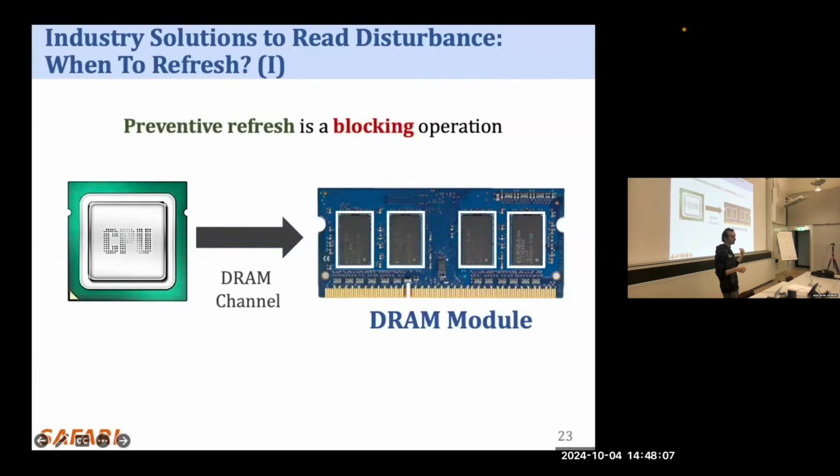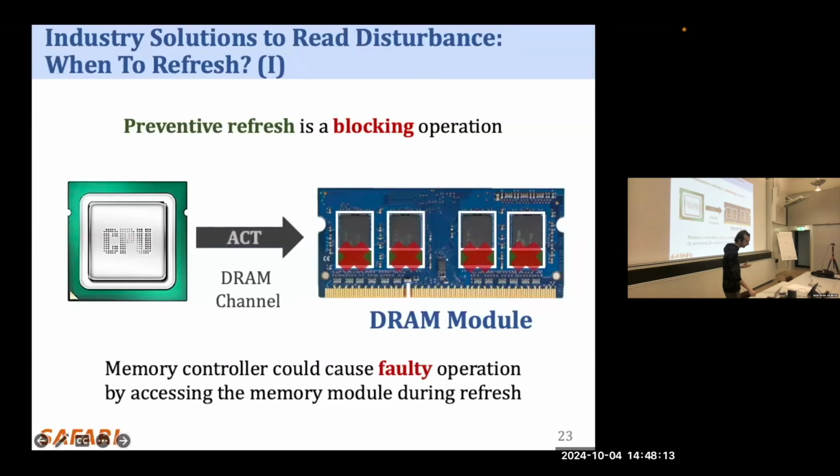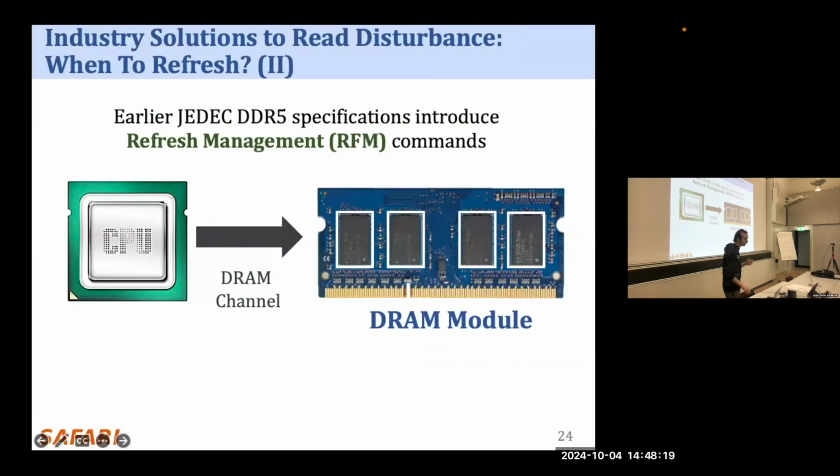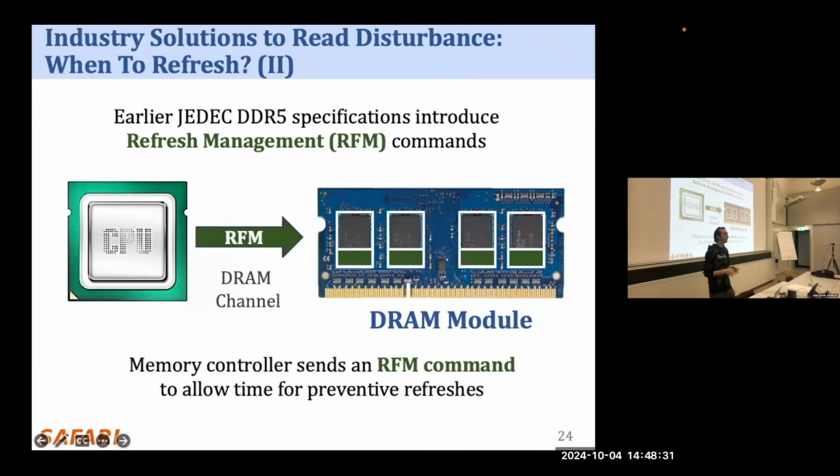And because the preventive refresh is a blocking operation, the DRAM module itself cannot decide to start a preventive refresh, because at any time, the memory controller could try to access those blocked locations and cause faulty operation. To prevent this, one of the earliest JEDEC specifications introduced a new RFM command. I think this was around 2020, where they introduced the RFM command.